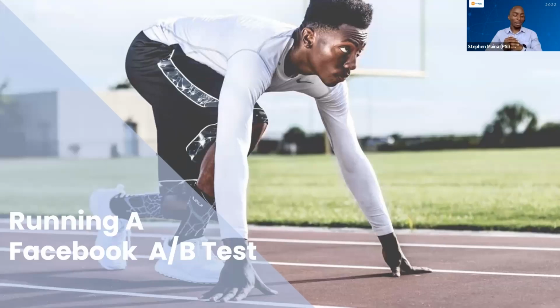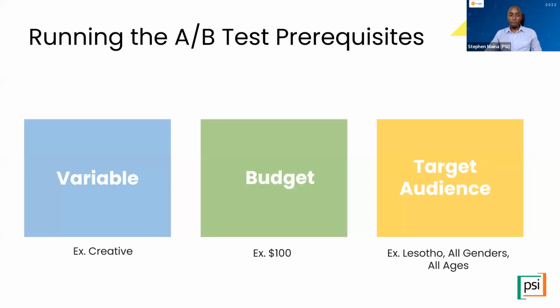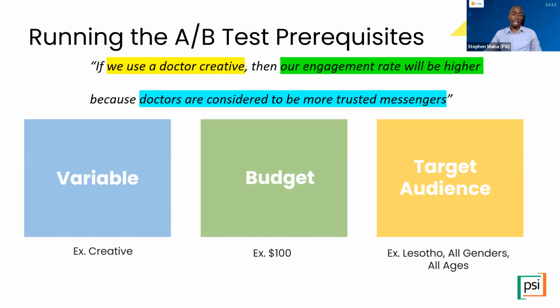The reason we're taking a pause is I wanted us to jump right into the practical setup of how to do this. But before we do that, a few prerequisites if you want to run the A/B test. Now, if we consider the hypothesis we had built earlier of saying, if we use a doctor creative, then our engagement rates will be higher because doctors are considered to be more trusted messengers for COVID-19. So this could be any intervention. For our case here, the example we'll be using is a COVID-19 campaign.